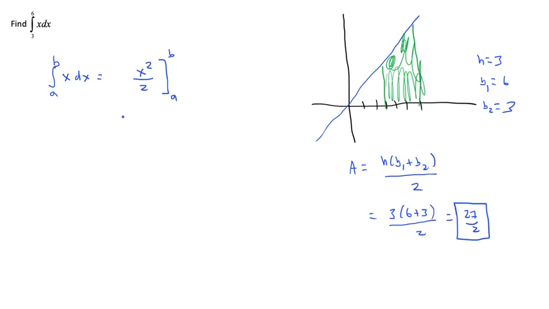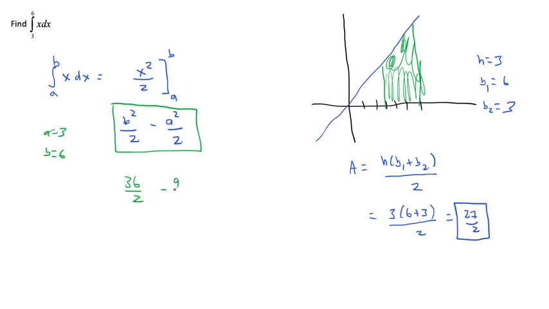So in this case, we're going to get b squared over 2 minus a squared over 2. And this property only applies if it's just x. We know a in this case is equal to 3, and b is equal to 6. So we can just use this formula and plug in our values of a and b. So we get 36 over 2 minus 9 over 2. 36 minus 9, and hey, look at that, same answer, 27 over 2.